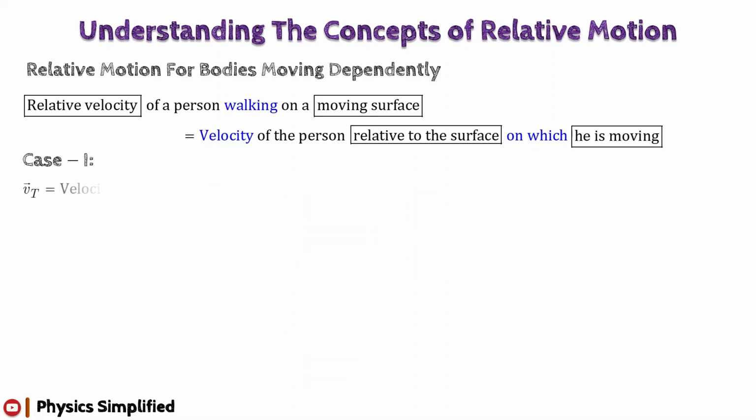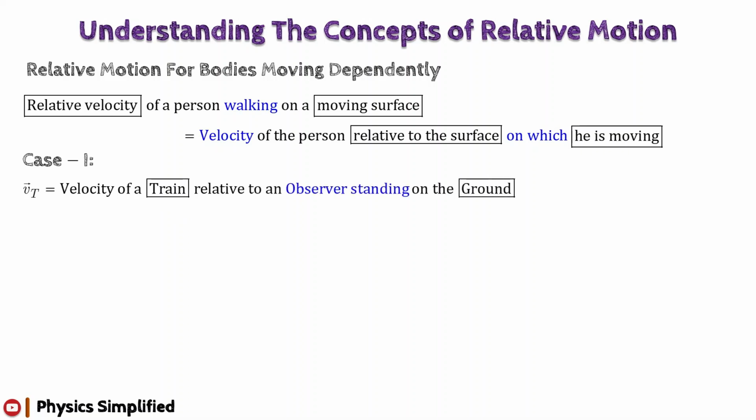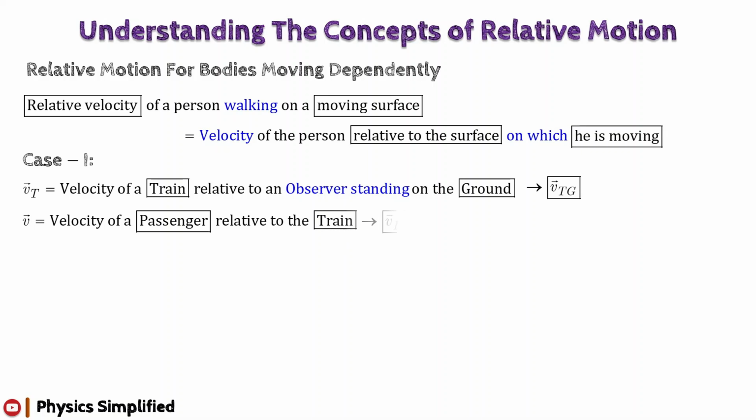Let vector v suffix t be the velocity of the train relative to the stationary observer on the ground. So, this is the absolute velocity of the train, and can be expressed as vector v suffix tg. Let the passenger be moving on the surface of the moving train with velocity v, and this is the velocity of the passenger relative to the train, which is his ground. We represent this velocity by vector v suffix pt.